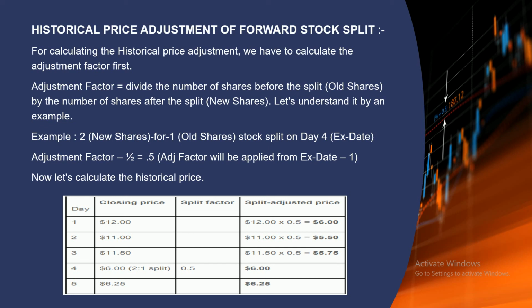To calculate the adjustment factor, we divide the number of shares before the split, which is also called old shares, by the number of shares after the split, which is also called new shares. So 1 divided by 2 comes to 0.5 adjustment factor. Now we will calculate the historical price by multiplying the price by the adjustment factor. $11.50 multiplied by 0.5 is equal to $5.75. So we have calculated the historical price before X date minus 1, because the stock will trade on a post split basis from the X date.